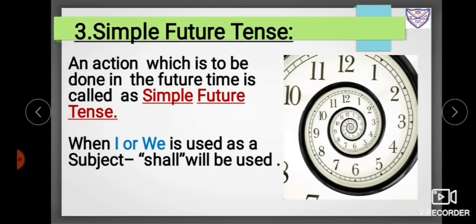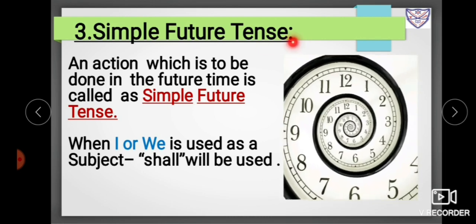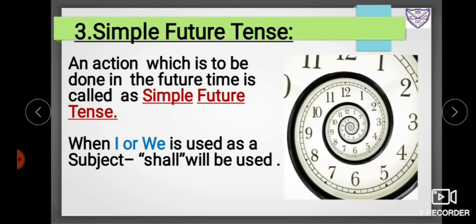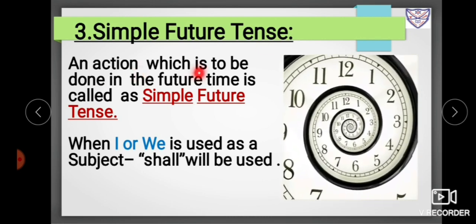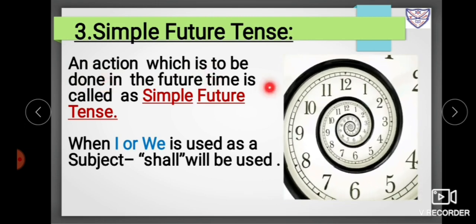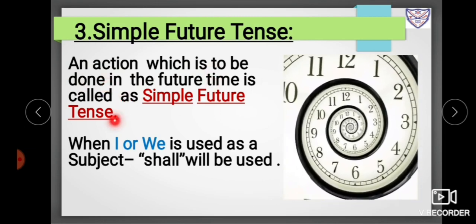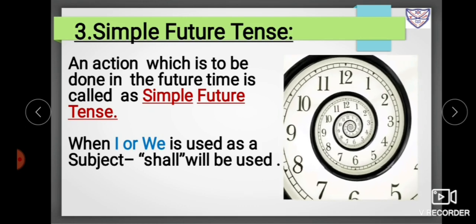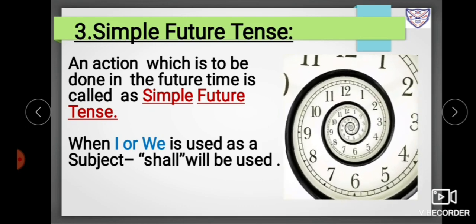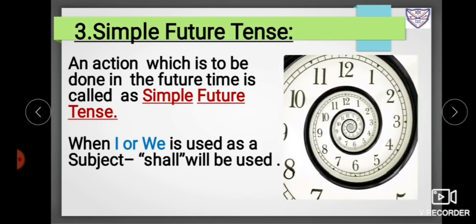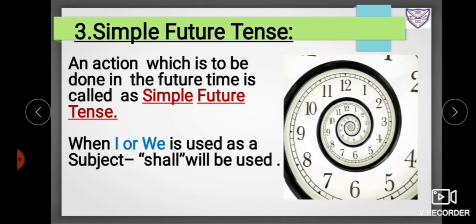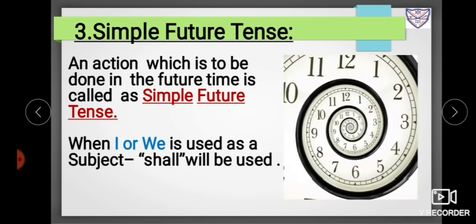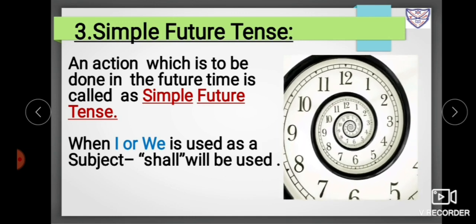Now the third form of simple tenses is simple future tense. What is simple future tense? An action which is to be done in the future time is called simple future tense, or we can say an action or an event which will occur or which will happen somewhere in the future time, still it has not started, is said to be a simple future tense.